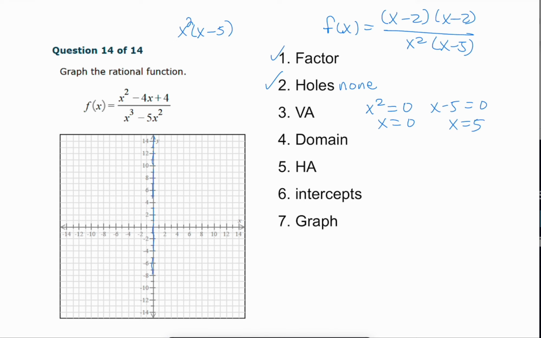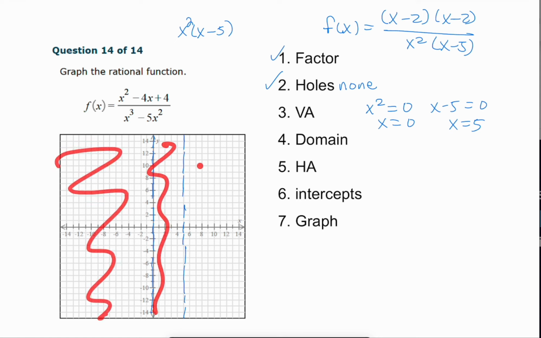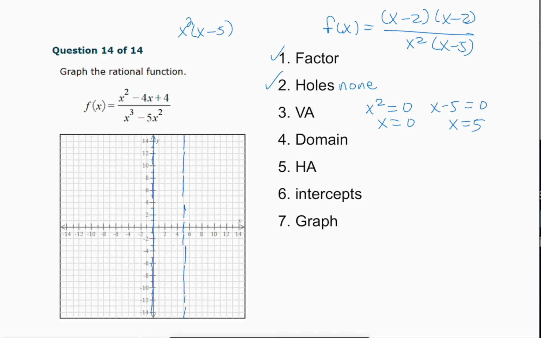Now what that tells me is that my graph is separated into 3 pieces. So there's a piece that's less than 0, a piece between 0 and 5, and a piece after 5. So let's write our domain that way. We're going to get up to 0. We're going to have to jump across that asymptote. Then we'll get to 5. We'll have to jump across that asymptote, and we can keep going.